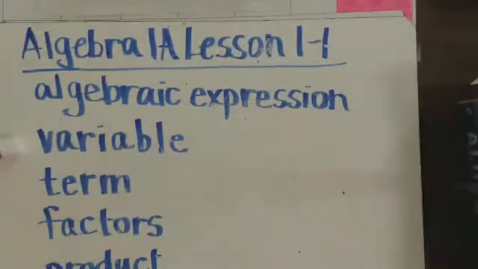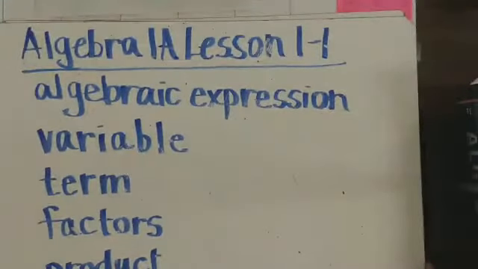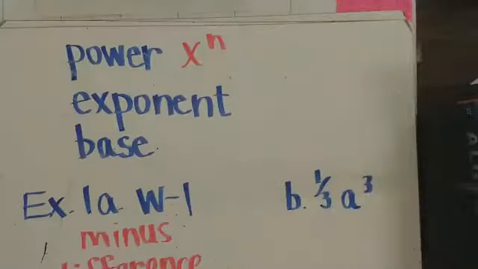Next, we have variable: symbols used to represent unspecified numbers or values. Term: a number, a variable, or a product or quotient of numbers and variables. Factors: in an algebraic expression, the quantities being multiplied. Product: in an algebraic expression, the result of quantities being multiplied.